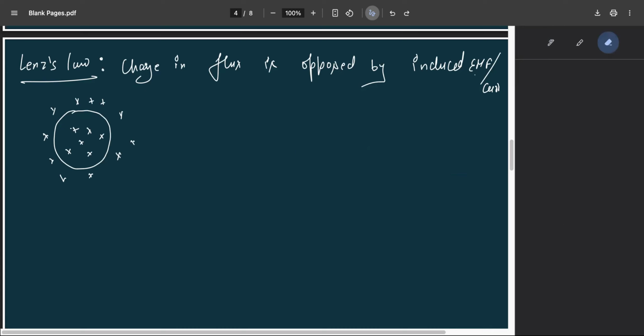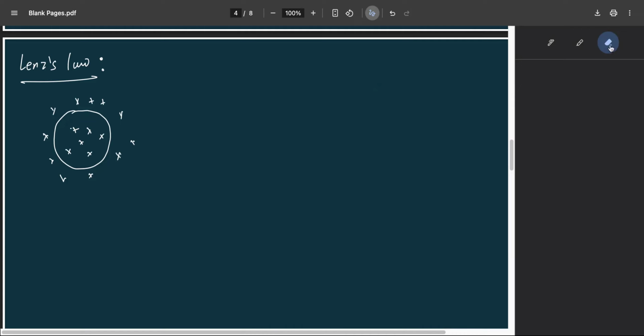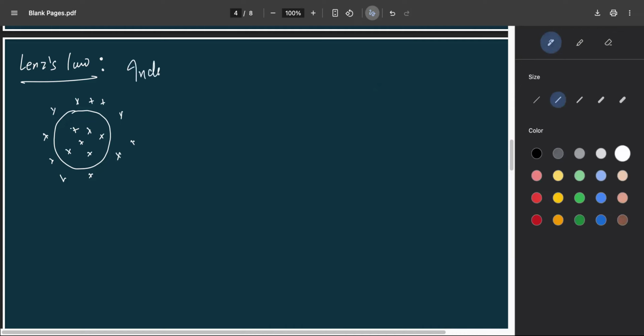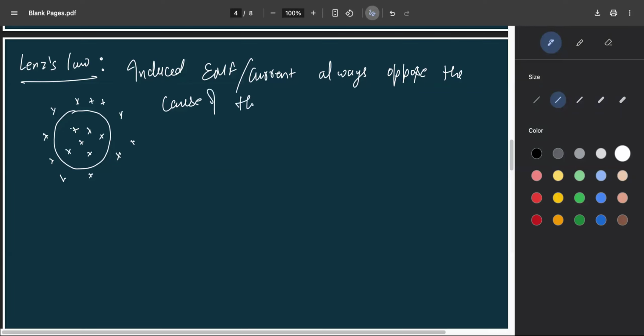Or in other words, it's better to not write in this way. Induced EMF or current always oppose the cause of their existence. Look, why are we writing this? To get a perfect direction of both.